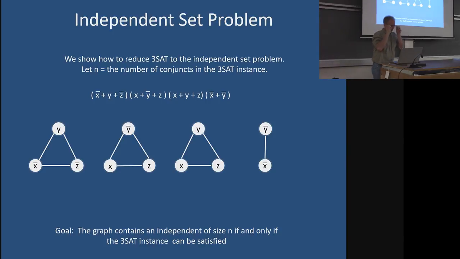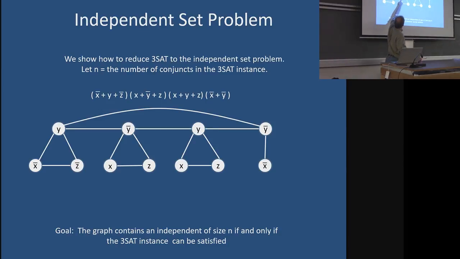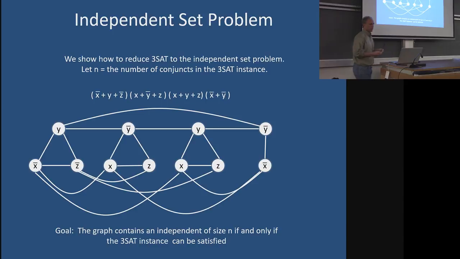Okay. Now I'm going to add an edge between every variable and its negation down here. So there I've hooked up this y to that not y, and this y to that not y, and so on. So every y and y bar is connected. Every z and z bar is connected. Every x and x bar is connected. And now I claim that the graph contains an independent set of size n if and only if that 3-SAT instance can be satisfied. Okay. And what is our n?